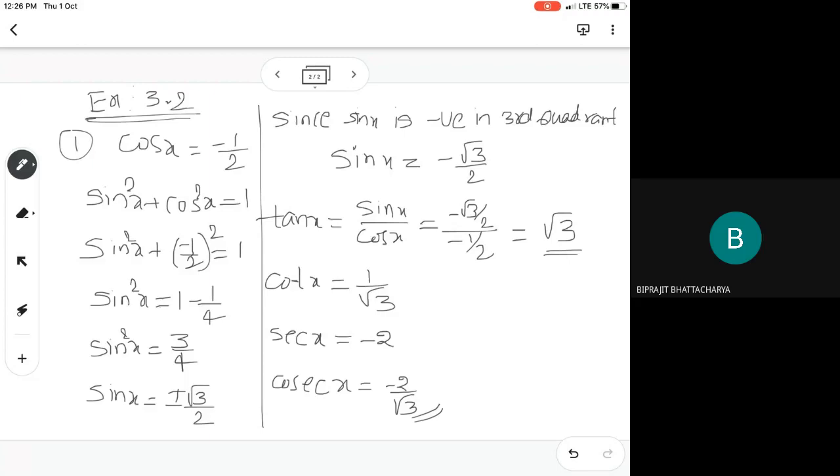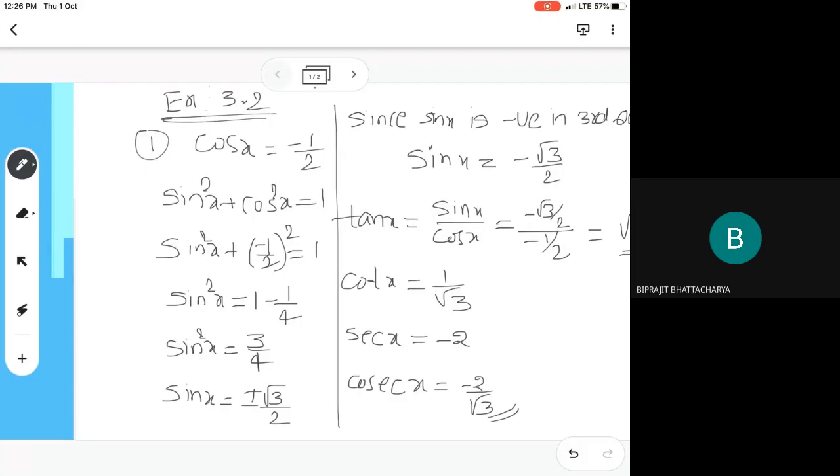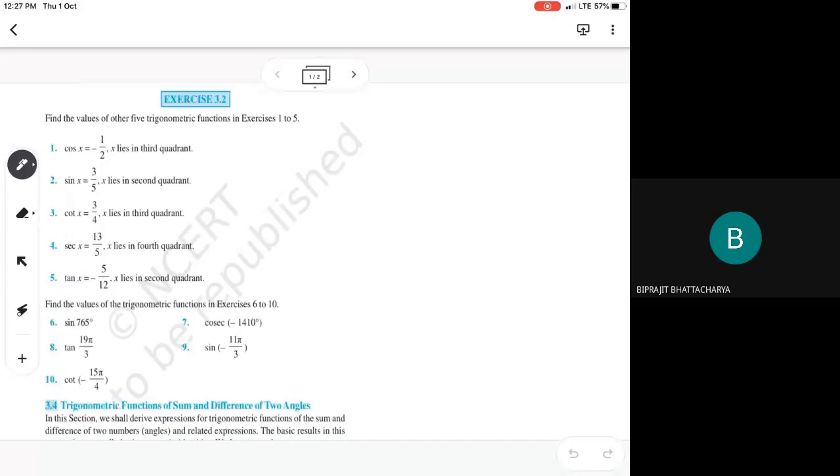And let us see the next here. What is the next question here? The next question is given to you: sin x is equals to 3 by 5, x lies in the second quadrant. In the same way, find out cos x using the trigonometric identity only. And the third problem also you can do: cot x is equals to 3 by 4 is given to you. So depending upon the quadrant, whatever it is given to you, you have to find out.